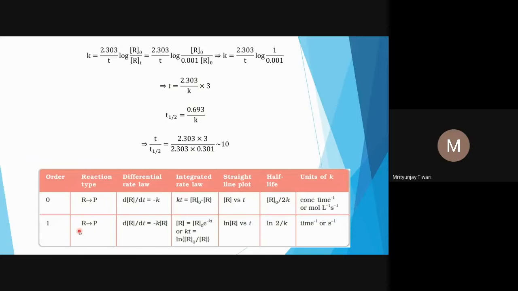And for the first order reaction, because we know that the rate of reaction also depends on the concentration of the reactant to the power 1, the differential rate law for this case will be written as dR by dt.